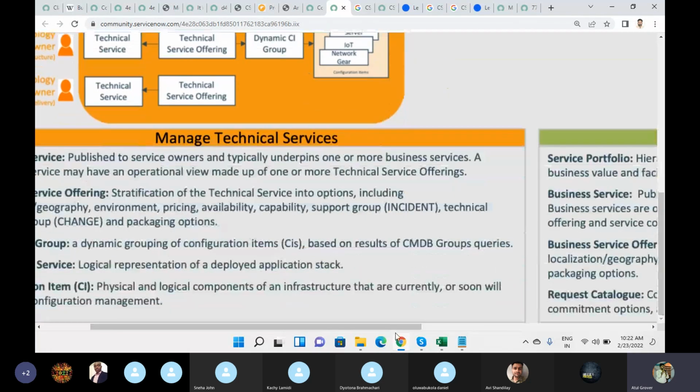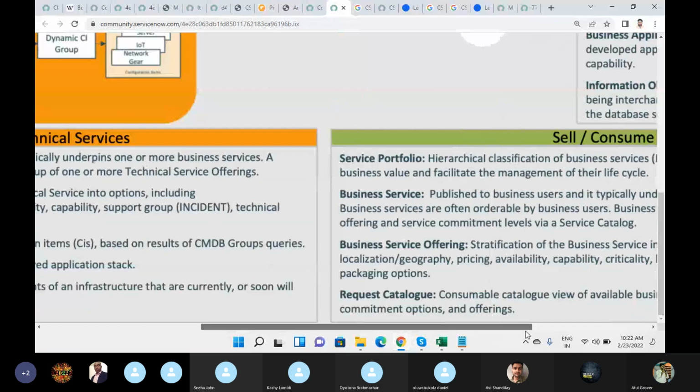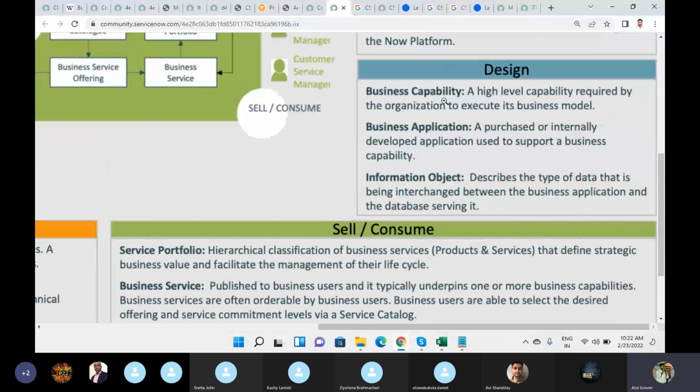And what is that actually? Business capability is a high level capability required by the organization to execute its business model. If I want to provide you services, now training services, then I should have a capability so that I can execute my business model.